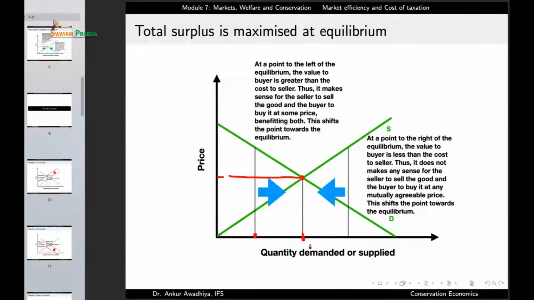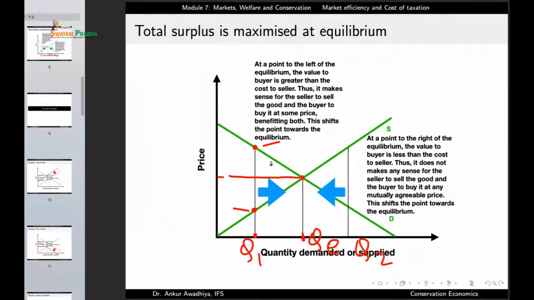Now, if we consider, say, a point here. So this is our equilibrium quantity. This is a quantity that we are checking, and this is another quantity that we are checking, Q1 and Q2. Now, at point Q1, the seller is able to supply at this cost, and the value to the buyer is this much. So at any point to the left of the equilibrium, so it is this point Q1, the value to the buyer, which is this, is greater than the cost to the seller, which is this. Thus, it makes sense for the seller to sell the good to the buyer, and it makes sense for the buyer to buy it from the seller at some price that will benefit them both.